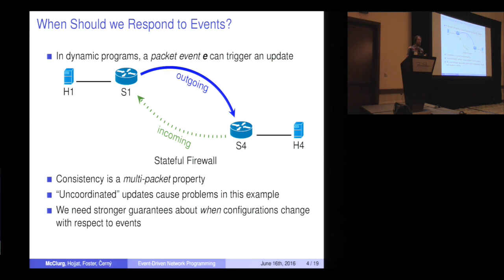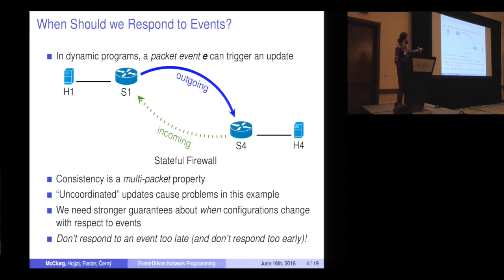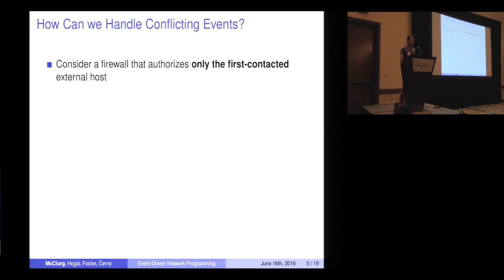So the problem here is that we need stronger guarantees about when configurations should change with respect to the events. In particular, we don't want to respond to an event too late, as in this example, because that causes some of the packets to be dropped unnecessarily. Similarly, we don't want to respond too early.